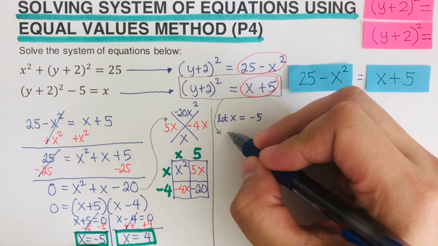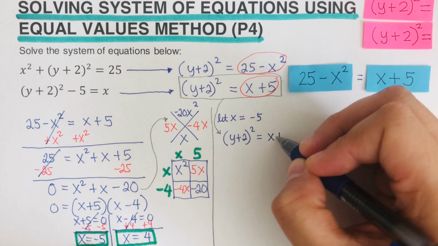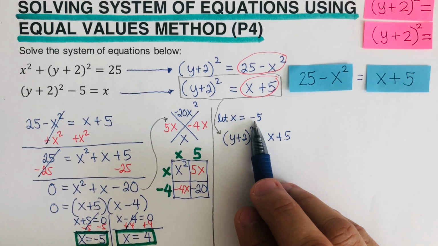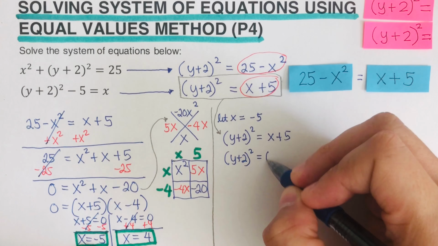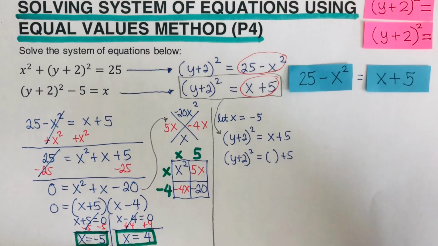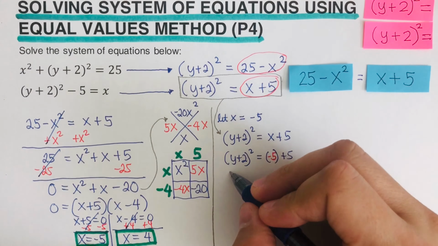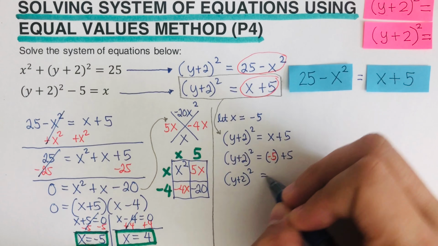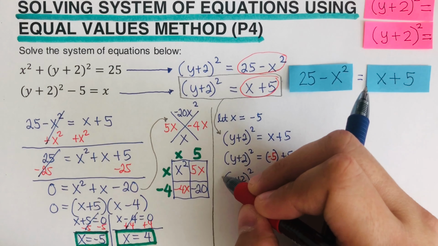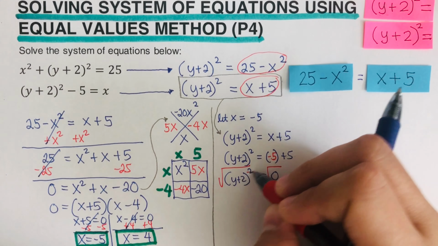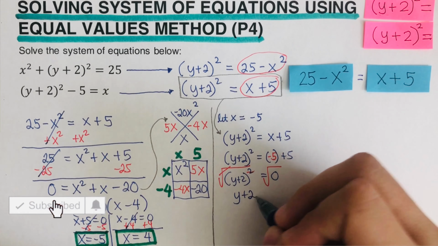So if we set that up, that would be y plus 2 squared is equal to x plus 5. Our x was negative 5, so we plug that in there. So that would be y plus 2 squared is equal to negative 5 plus 5. So we do the math here. This would be y plus 2 squared is equal to 0. Then we want to solve for y because we already have the x. So we go ahead and square root both sides. So we cross the square root and squared. So we are left with y plus 2 equals 0.